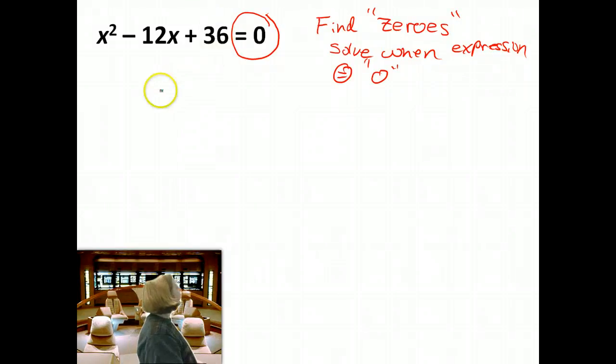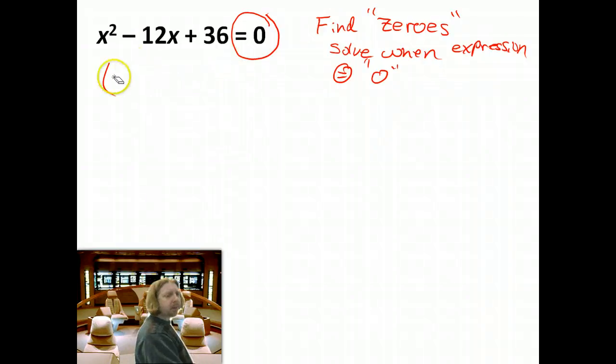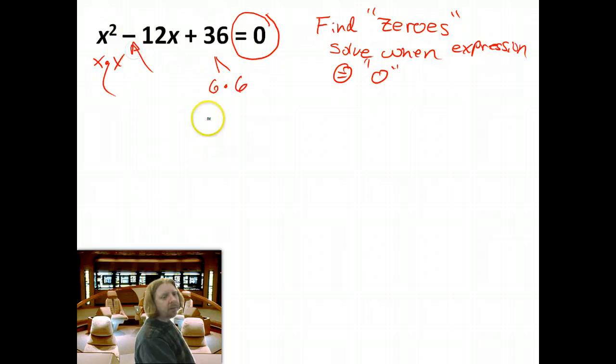So now I'm into guess and check mode for factoring. Let's see. So what are some combinations here that are going to work? Just stop disappearing on me. Fine, I won't erase that. Let's see. X and X. 6 and 6. But wait. That's negative. Negative 6, negative 6.